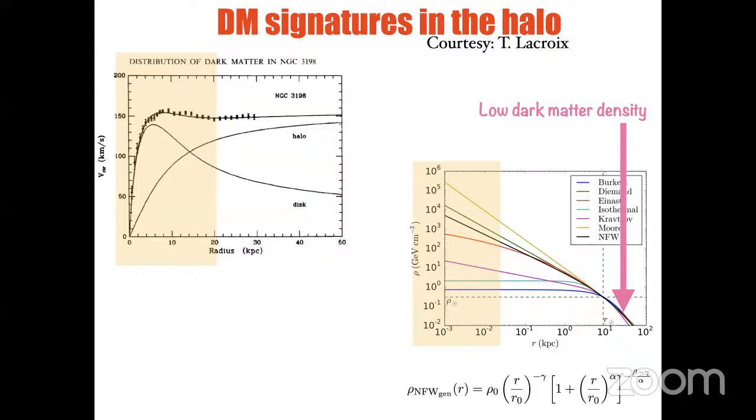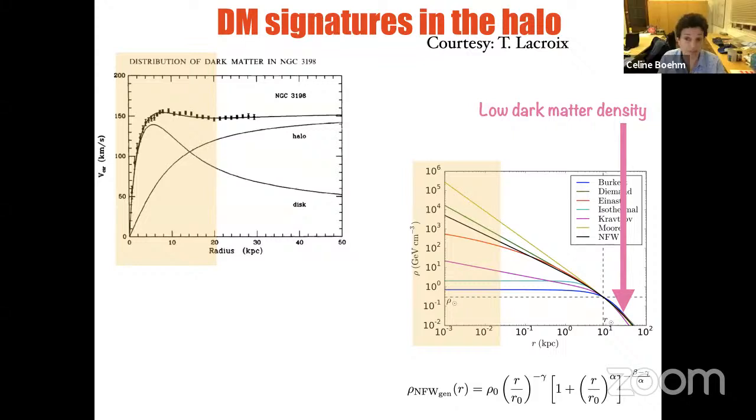Dwarf galaxies, smaller galaxies, seem to have a density profile which is more flat than for our galaxy. Clusters of galaxies, not necessarily clear, are maybe more compatible with a cusp. So this is really the question of which kind of density we have.